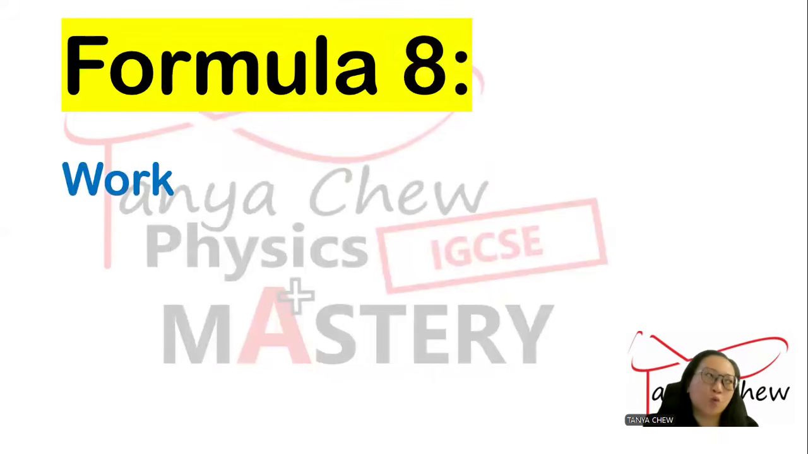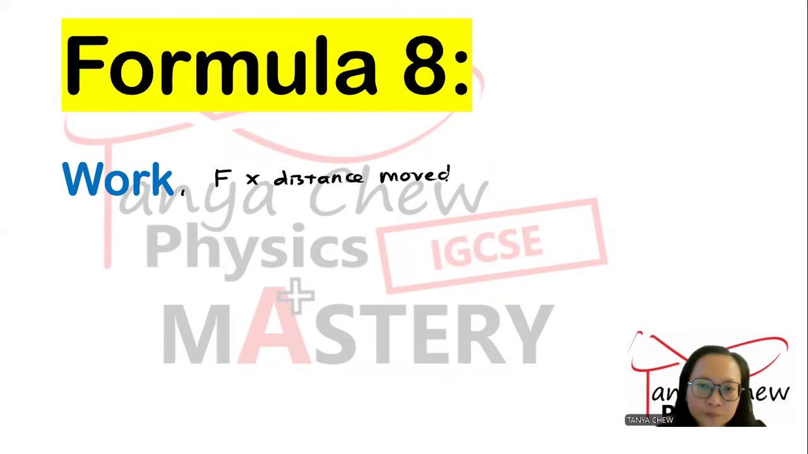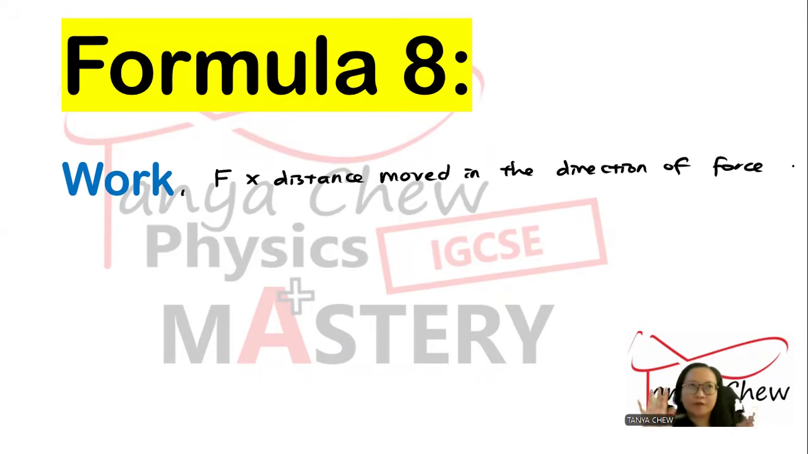Formula number 8, work. Work, you have to beware. It is the force multiplies by distance, move in the direction of force. That means if the force is forward, the distance must be forward as well. Right? You have to resolve the distance in the direction of force, or you resolve force in the direction of the distance. Right? Work, the unit of work is in joules. That is why the force must be in Newton, distance must be in meter.